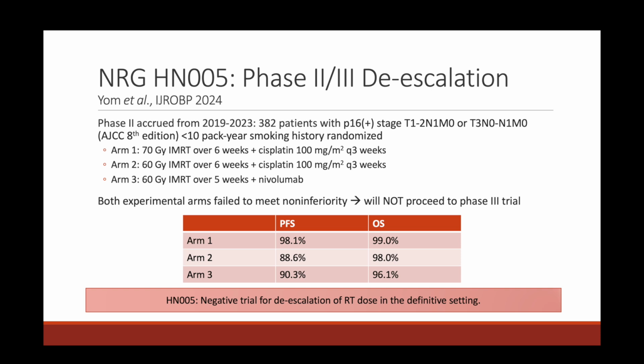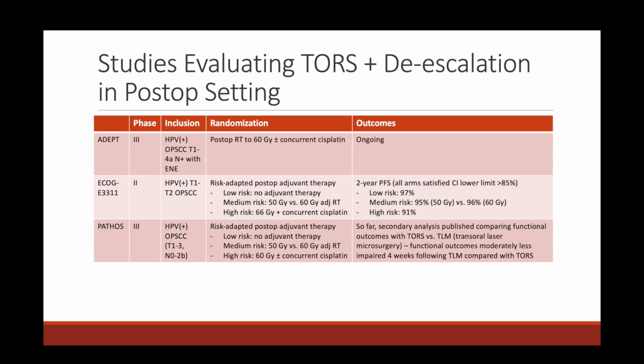So now we have two avenues that are busts, right? We can't de-escalate the chemotherapy we found. We also can't de-escalate the dose in the definitive setting. So that brings us to the question, can we de-escalate in the post-operative setting? Can we utilize TORS to our advantage? And then for patients that are status post-surgery, maybe adjuvantly we can think about ways to de-escalate.